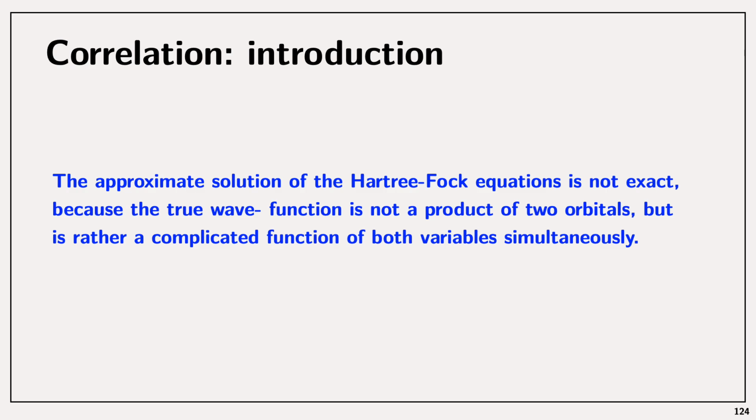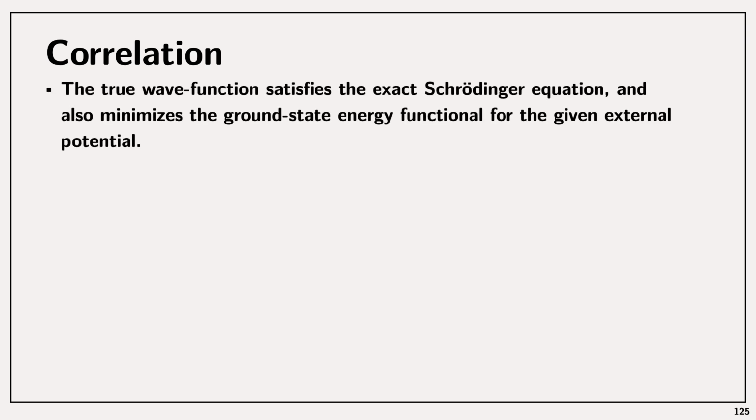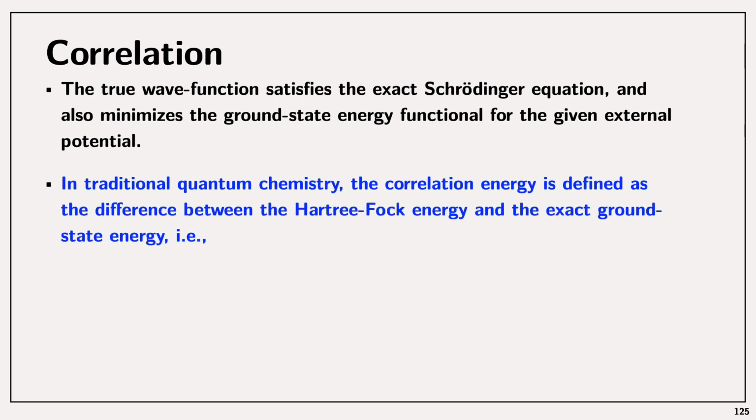And just to make things a little bit more complicated for you, what we call the correlation energy in DFT is not the same definition as in Hartree-Fock. But let's do one step at a time, if you don't mind. So, correlation. The true wave function, of course, satisfies the Schrödinger equation and minimizes the ground state energy functional. That we know. So the difference between the Hartree-Fock energy and the exact ground state, as I told you, this is what we call the correlation energy.